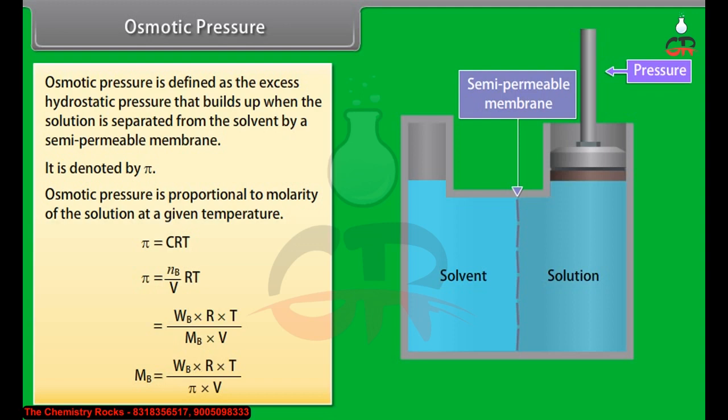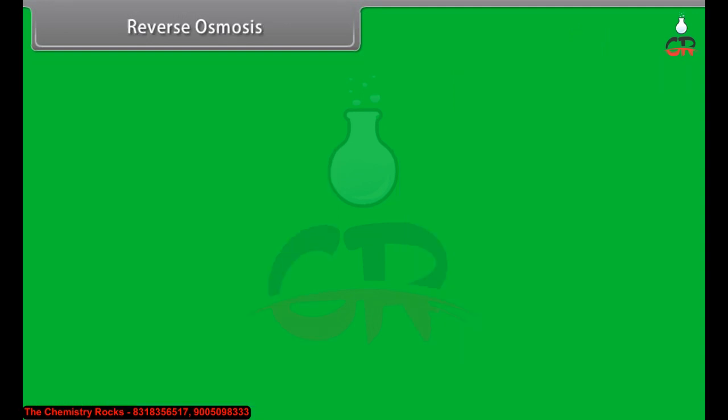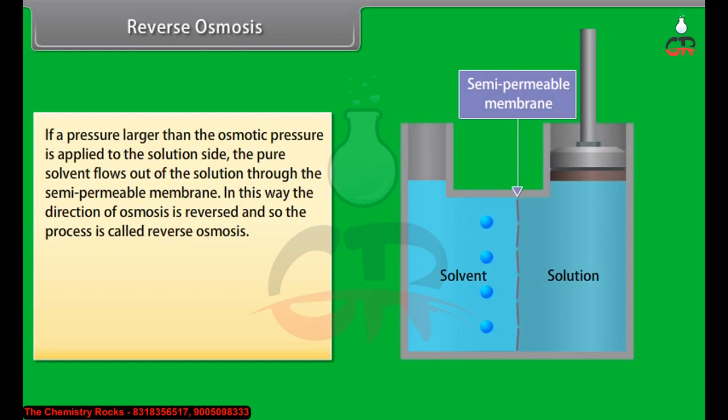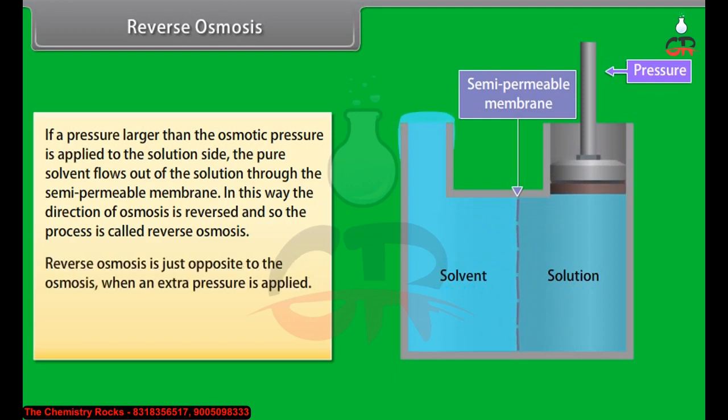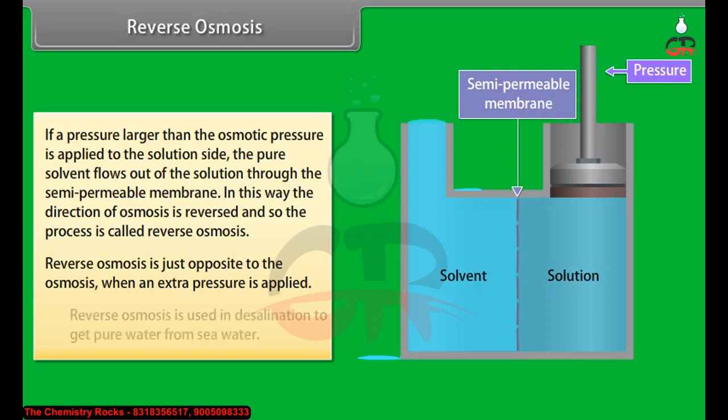Reverse osmosis. If a pressure larger than the osmotic pressure is applied to the solution side, the pure solvent flows out of the solution through the semi-permeable membrane. In this way, the direction of osmosis is reversed, and so the process is called reverse osmosis. Reverse osmosis is just opposite to the process of osmosis when an extra pressure is applied. Reverse osmosis is used in desalination to get pure water from seawater.